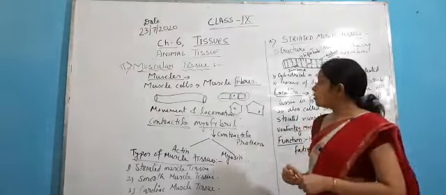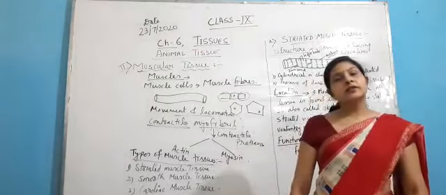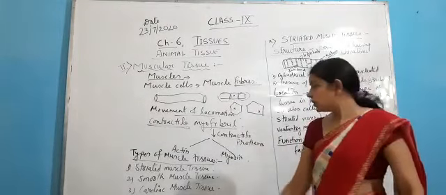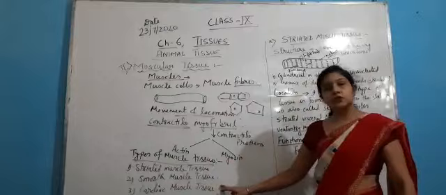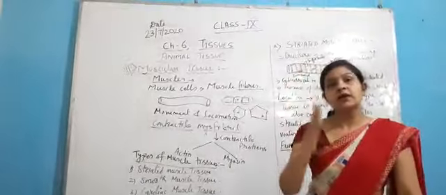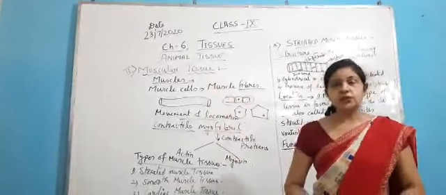So children, this is all about the first type of muscle tissue, striated muscle tissue, and in the next lecture I'll tell you about the second type of muscle tissue, that is smooth muscle tissue. After that we will study cardiac, and at the end we will see the differences between all these three types of muscles. Thank you and have a nice day.